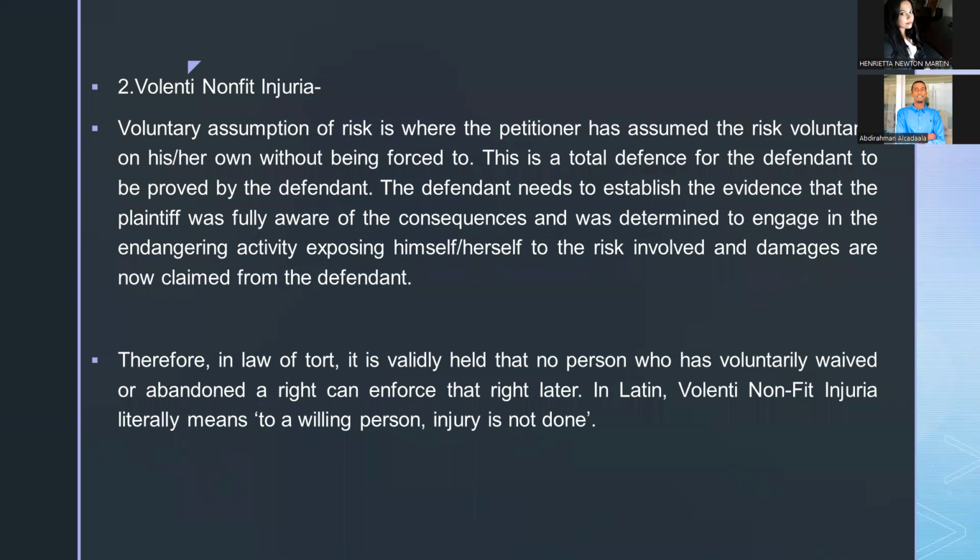The plaintiff was fully aware of the consequence and was determined to engage in the endangering activity, exposing himself or herself to the risk involved, and damages are now claimed from the defendant. Now, in the car racing example, if, God forbid, there is an accident, the racer or the car driver will be the plaintiff in the case. He might file against the person who hires him for the racing, and he might claim the damages from them. So the company would say that you're already aware of the risks that are involved in the game.